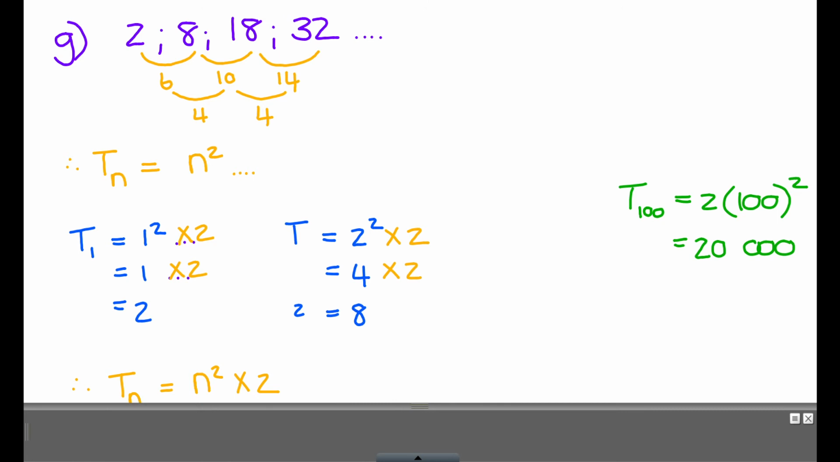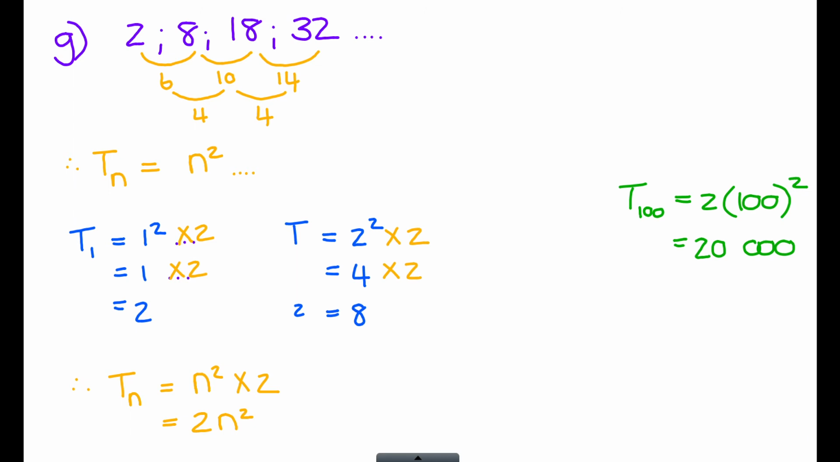Now you could also have written it as 2n squared. Okay? Now I've got to get term 100. So I say term 100 is equal to 2 times 100 squared. And that gave me 20,000. Or you could have said 100 squared times 2. That's also fine. Okay, so any questions here?